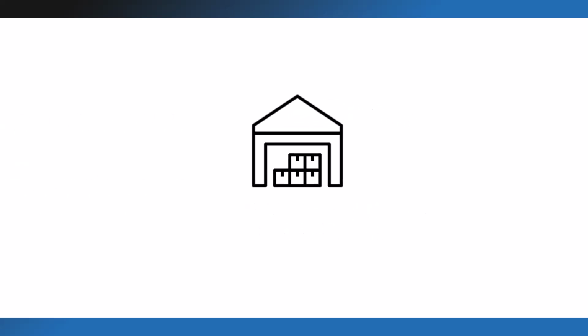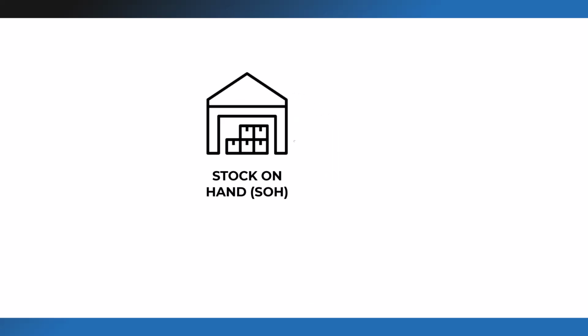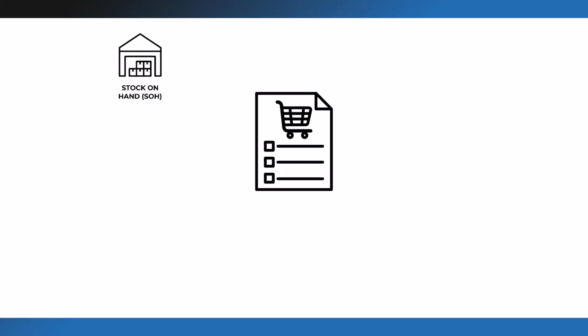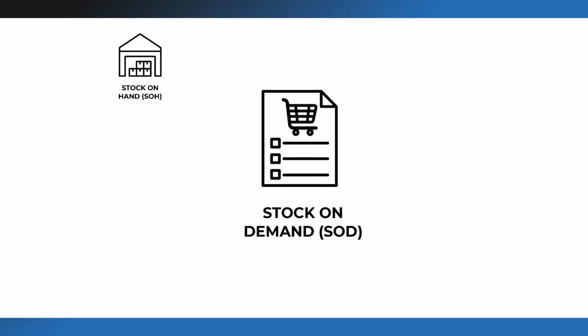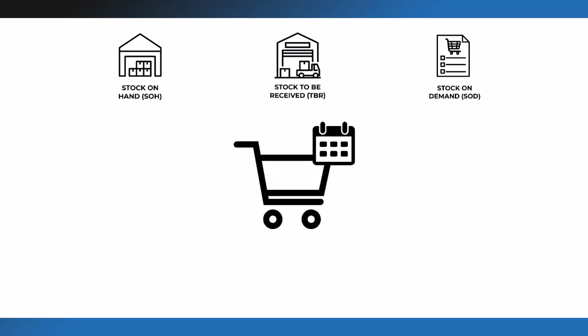If you hold inventory in a warehouse, this is called your stock on hand, also known as SOH. When a customer places an order to buy your stock, it's called stock on demand, also known as SOD. When you place an order with your supplier, this is your stock to be received, also known as TBR. If you need to create customer orders for future sales, this is called an indent order.